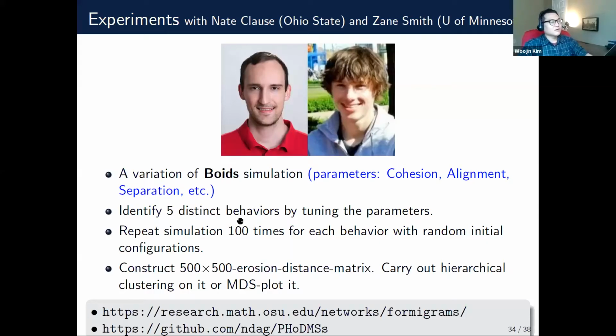Let me show you the result of that classification task. Again, we have 5 distinct behaviors and repeated the simulation 100 times for each behavior with random initial configurations. So they are all different dynamic metric spaces. We constructed a 500 by 500 erosion distance matrix, which measures the difference between zeroth order spatiotemporal persistent homology of dynamic metric spaces. We carried out hierarchical clustering and MDS plotting.